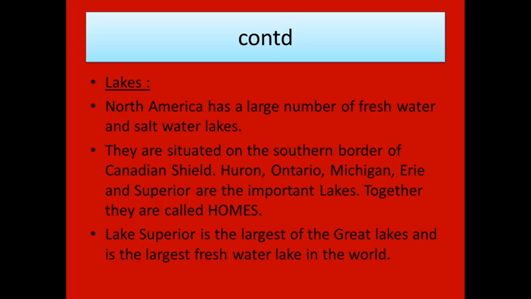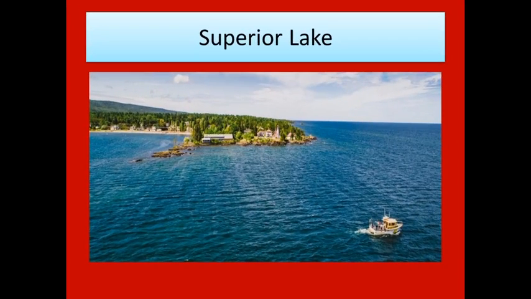Lake Superior is the largest of the Great Lakes and is the largest freshwater lake in the world. So you must remember, children, the largest of the Great Lakes is which one? It is Lake Superior, and it is the largest freshwater lake. As I already told you, there are two types of lakes, freshwater and saltwater lakes. So Lake Superior is the largest freshwater lake in the world. Here you can see the picture of Lake Superior.